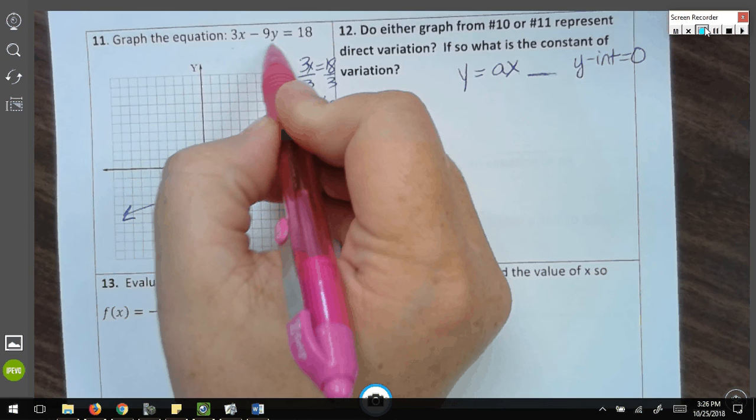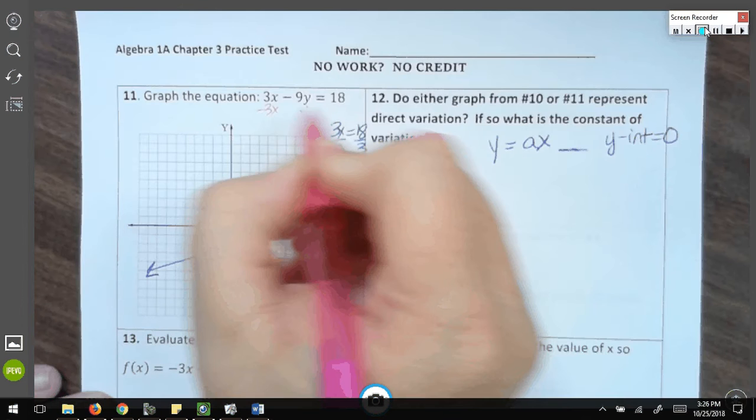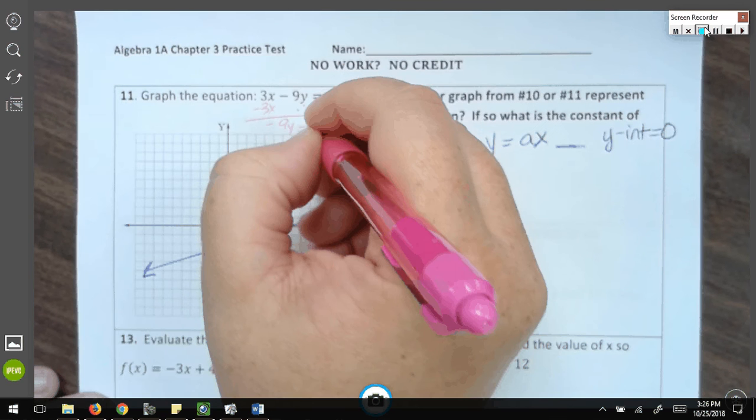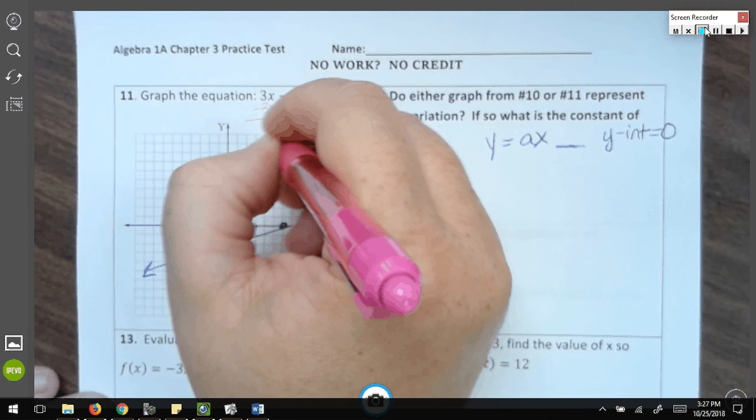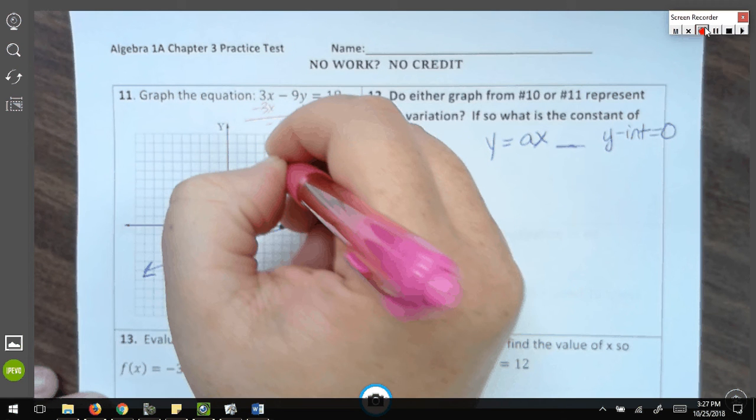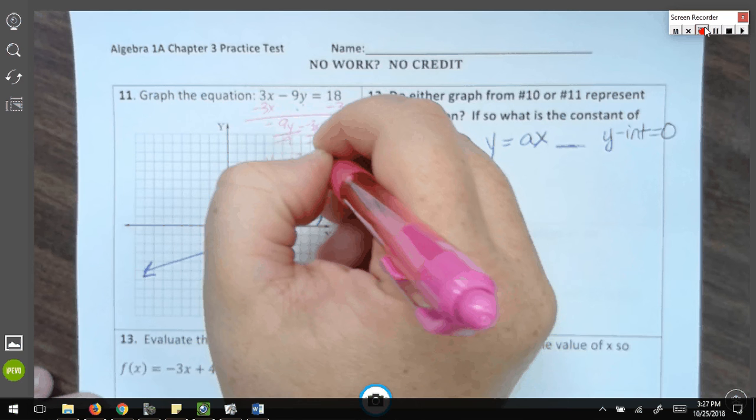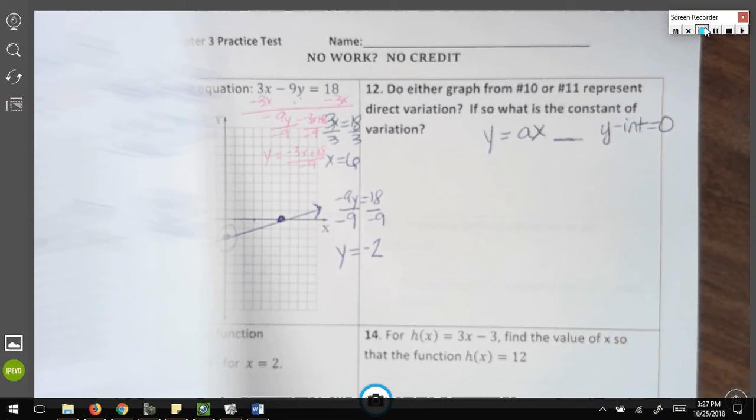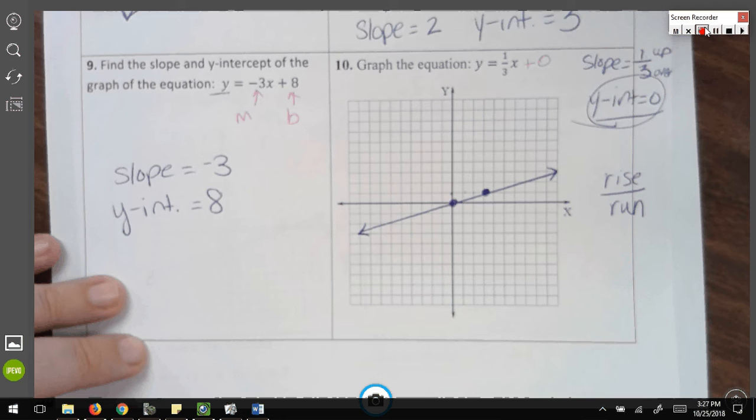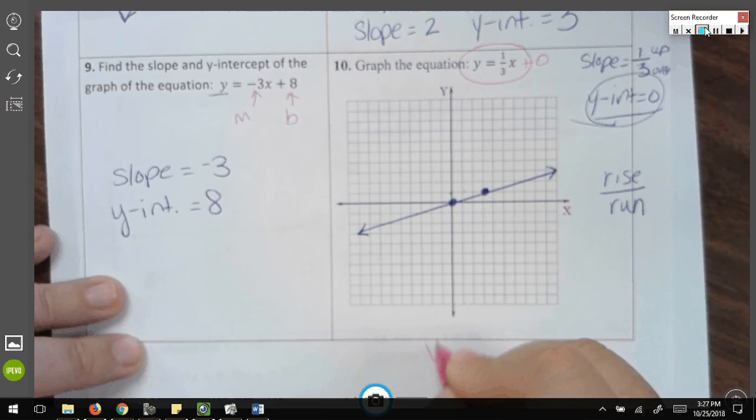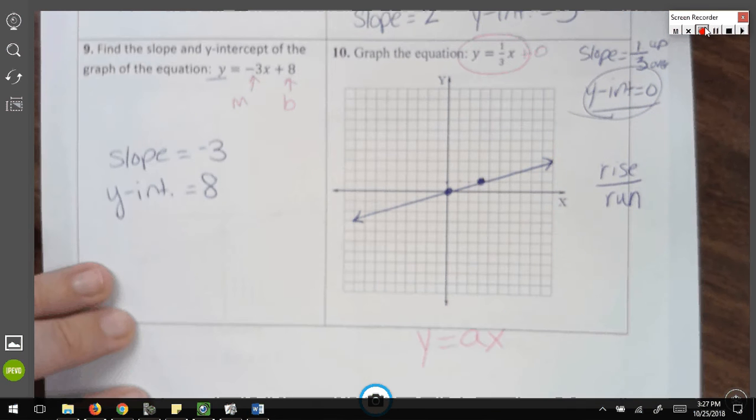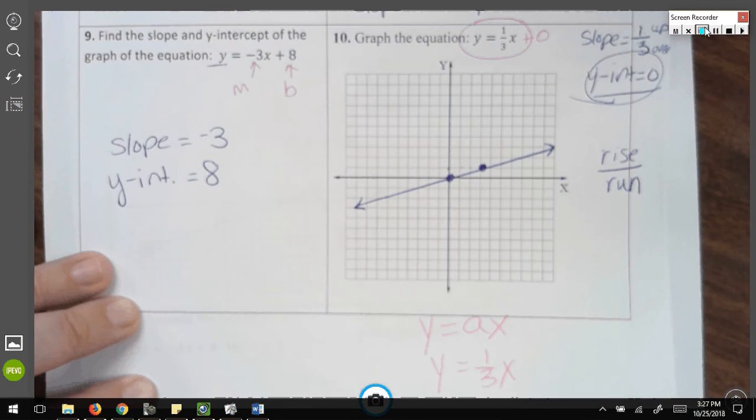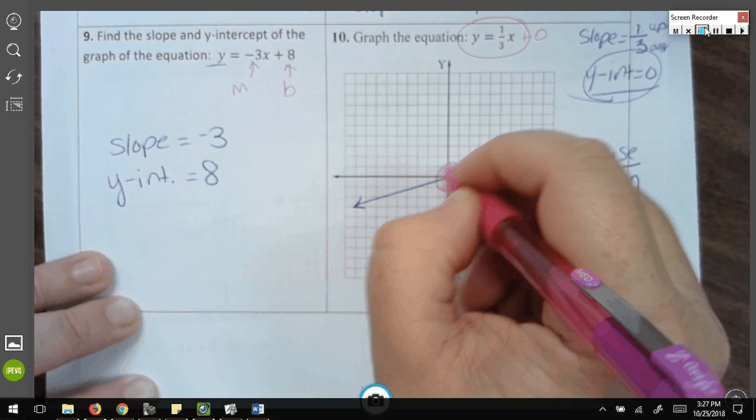If I solved this for y, and some of you may have done it this way whenever you graphed, I have negative 9y equals negative 3x plus 18. Divide by negative 9. You can see already there's going to be something there that's added to the x, and I can't have that. So that one does not show direct variation for that reason. But if you look back at number 10, look at the equation for number 10. Remember direct variation looks like this, y equals a times x. Well, if I let a be 1/3, that looks exactly like a direct variation equation. And if you look, it has a y-intercept of 0.